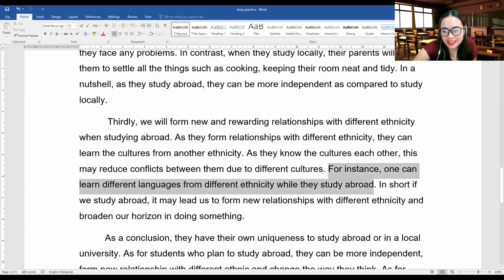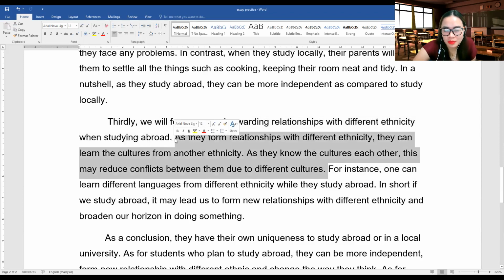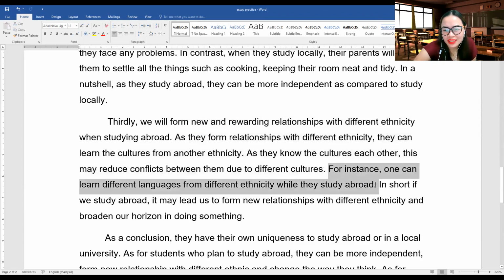And then look at her example. She said that one can learn different languages from different ethnicities when they've studied abroad. Her point is about how being friends with people from different ethnicities can help us broaden our mind and lessen conflicts. But then her example suddenly talks about languages.